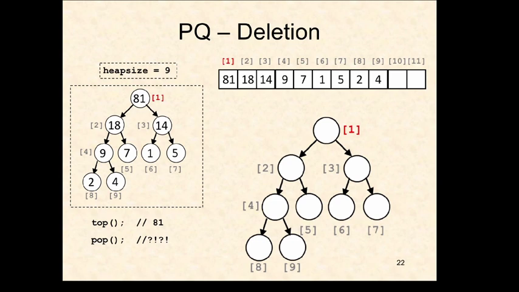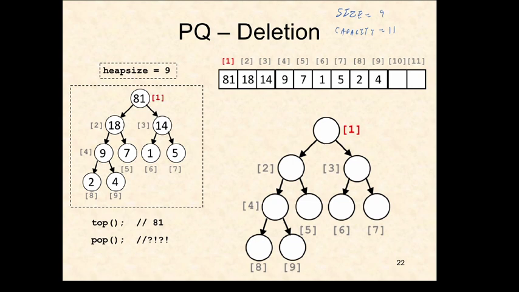Where's the most efficient place to get rid of something in a vector? Most efficient place is the back of the vector, because really right now I've got a size equal to 9. I've got a capacity equal to 11. If I tell a vector to pop back, all it really does is change the size.